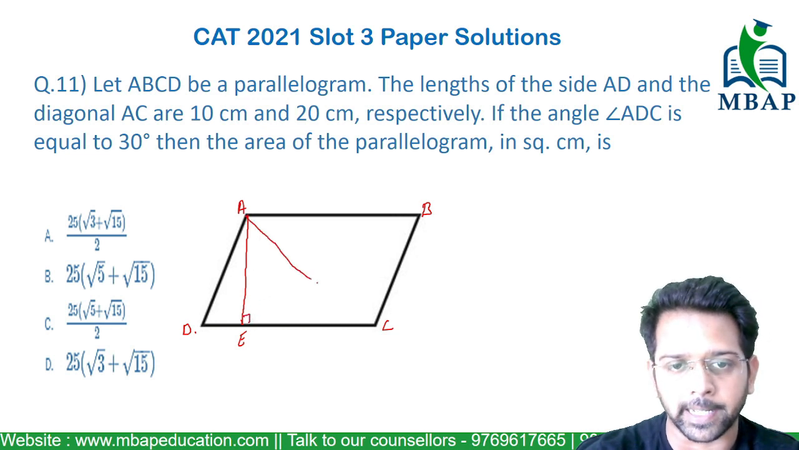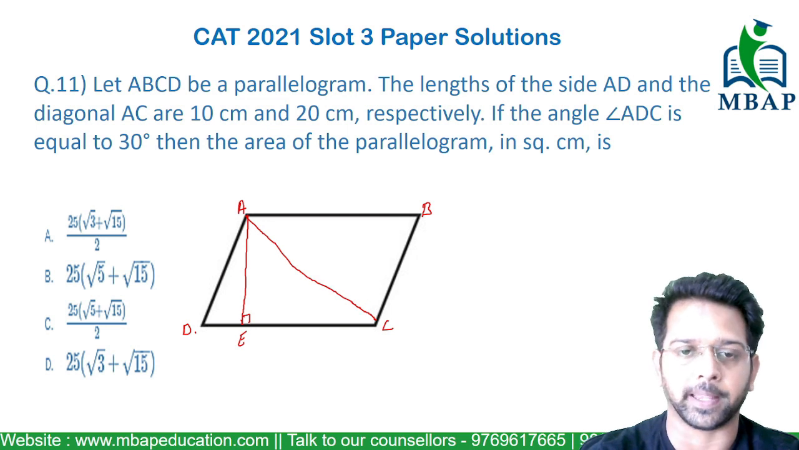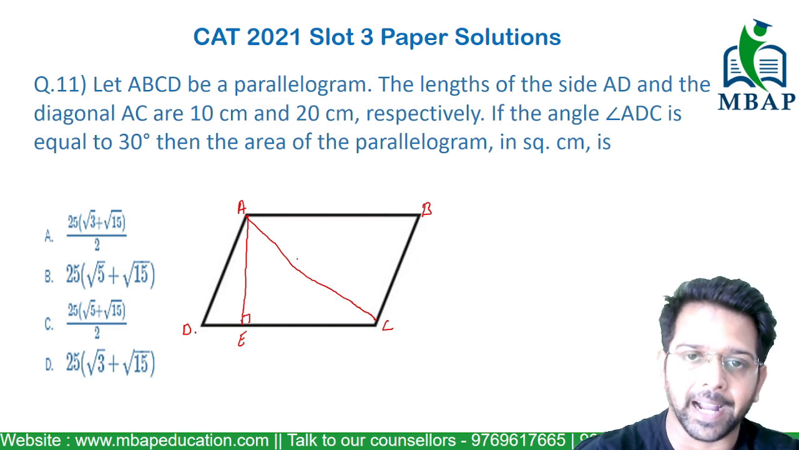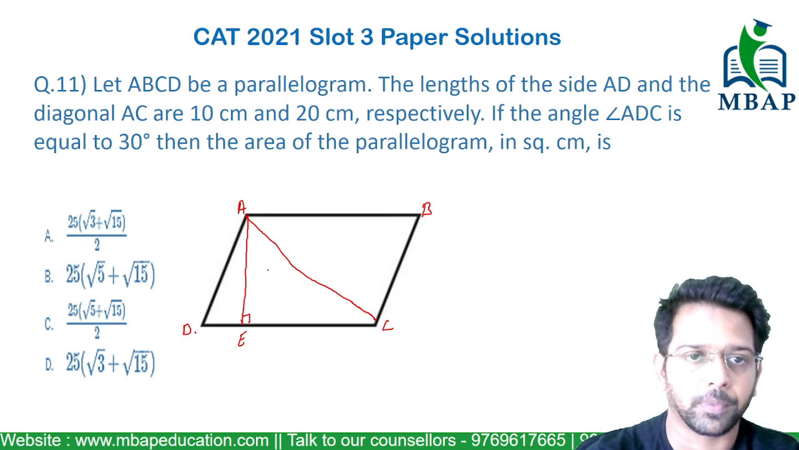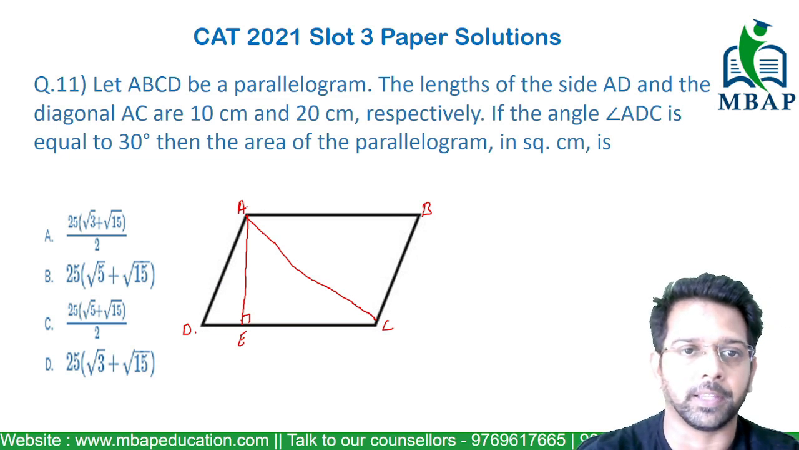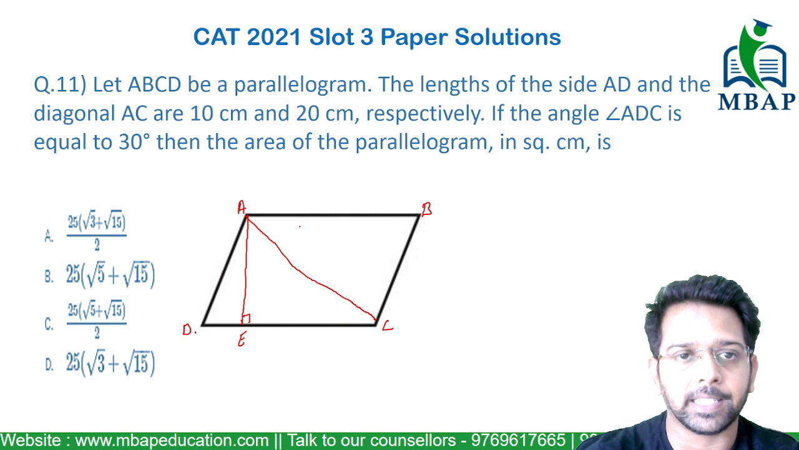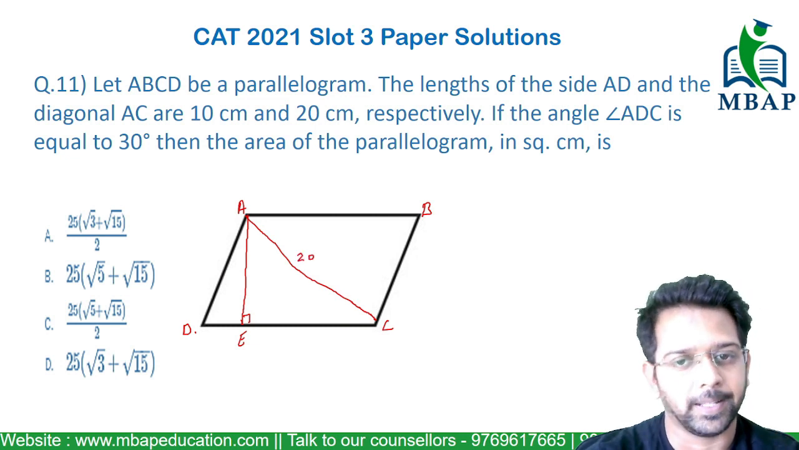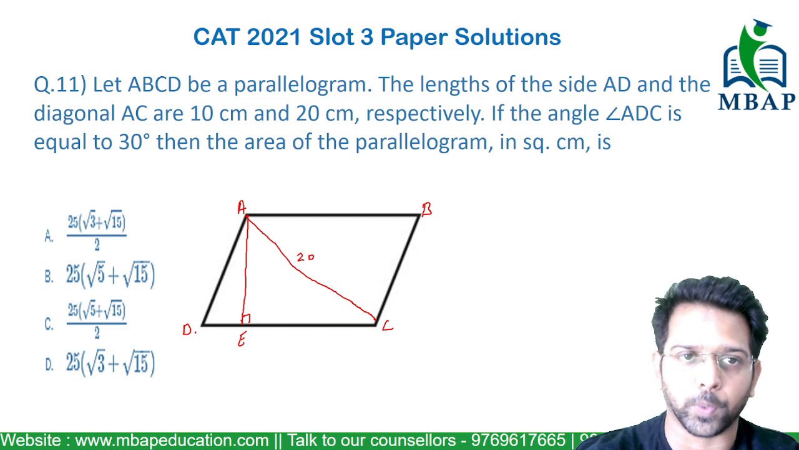And let's also make the diagonal, which is AC of this parallelogram. Towards the end, you need the base and the height to find the area of this parallelogram. Now let's see what all things have they given us. The length of the diagonal AC has been given to you as 20.